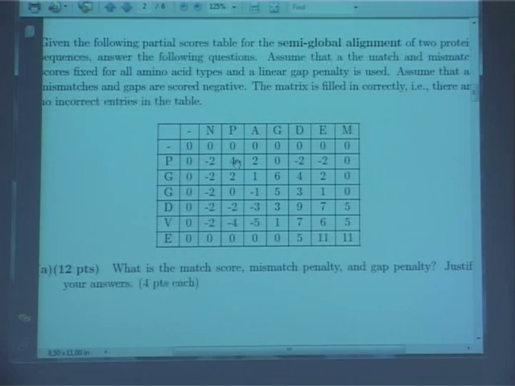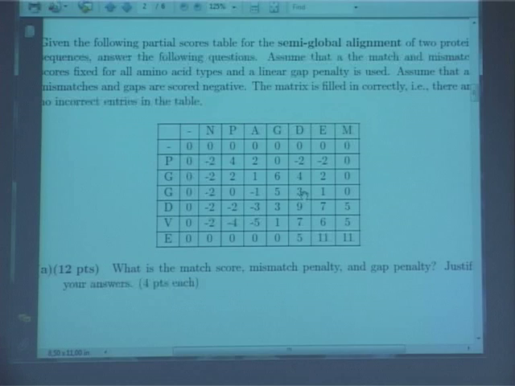Now, let's continue analyzing. For example, here is an interesting cell. We have a mismatch, however this cell also does not give me much more information. Look at this 3 here. The 3 is surrounded by 6, 5, and 4. Since I already know the gap penalty is -2, this 3 could have been produced by coming from this 5 to 3.